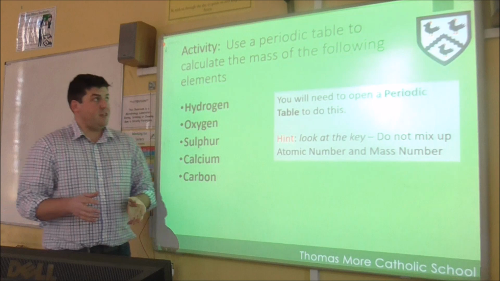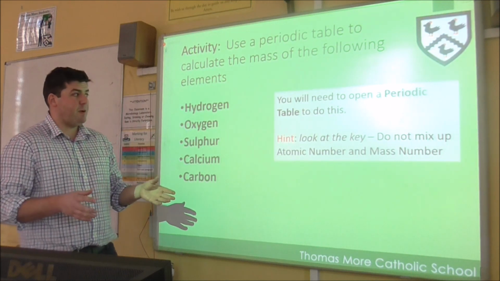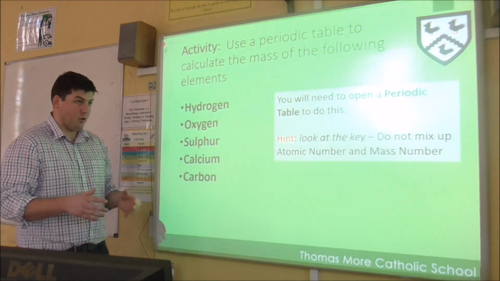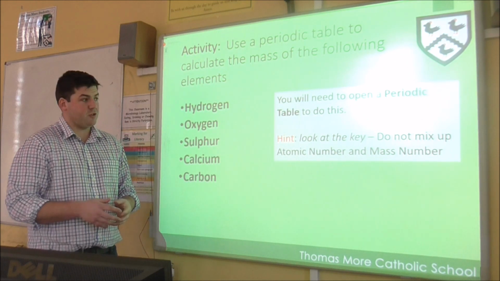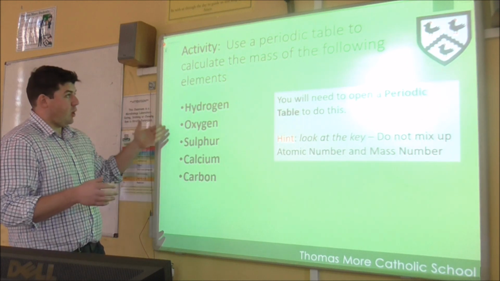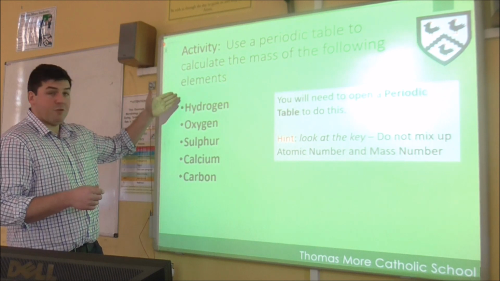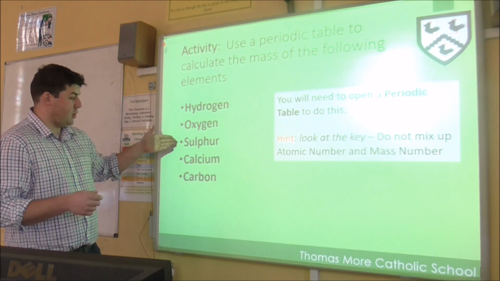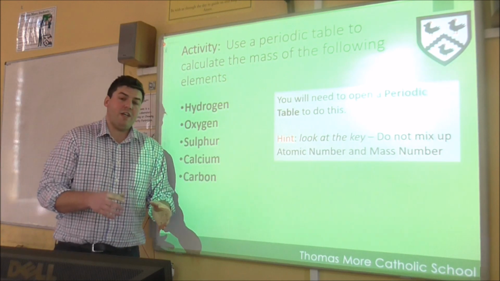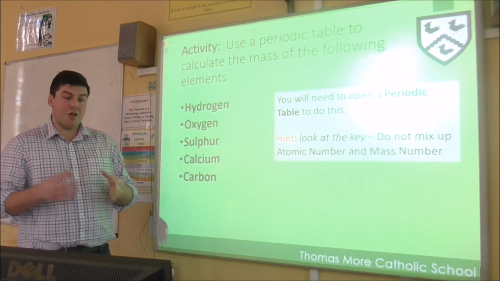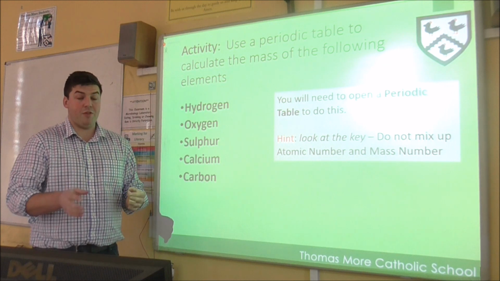Right, next thing I want you to do is have a look at masses. You're going to need a periodic table to do this. You can either Google a picture of one, or you may have one in your school planner, etc. What I want you to do is write down the mass of the following elements: hydrogen, oxygen, sulfur, calcium and carbon. Make sure you take notice of the key on your periodic table. Don't mix up the atomic number with the mass number.